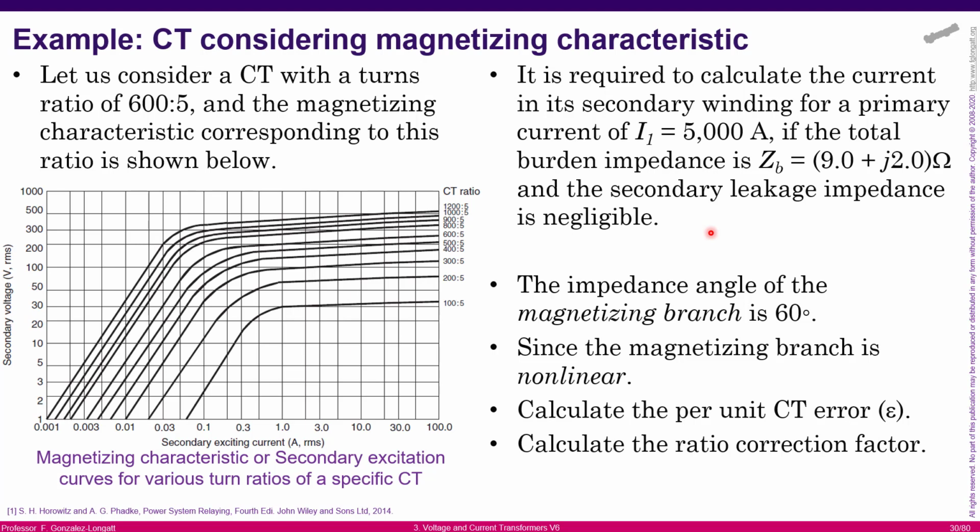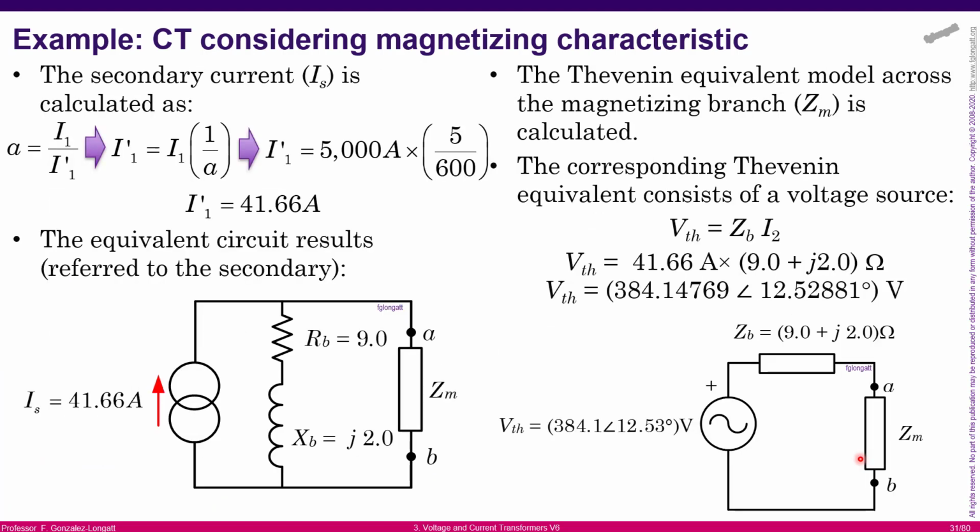Okay. What is important to know is that we need to assume that the impedance angle of the magnetizing branch is 60 degrees, and also that the magnetizing branch is not linear. In fact, it's following the magnetizing curve presented here on the left-hand side. The idea is to calculate the performance indicators, mainly the per unit CT error, and calculate the ratio correction factor, okay? Very simple. The first step is to transform the current from the primary side to the secondary side of this transformer. It's extremely simple. Using the transformer ratio 600 to 5, we can identify the current in the secondary is 41.66 amps, okay?